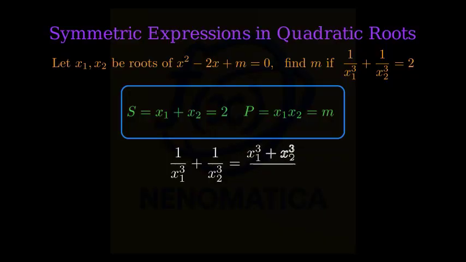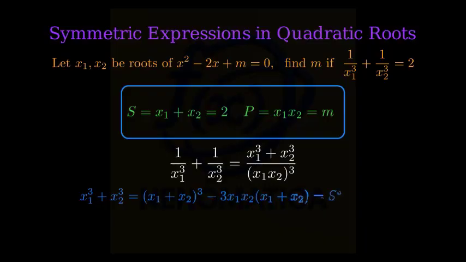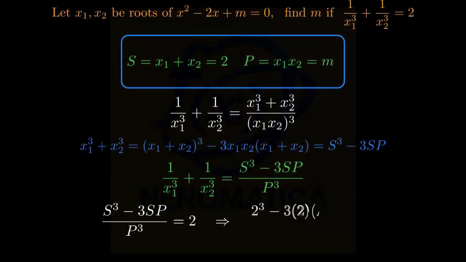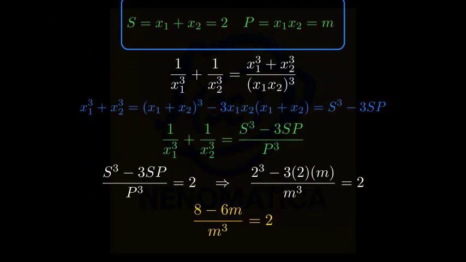1 over x1 cubed plus 1 over x2 cubed equals (x1 cubed plus x2 cubed) divided by (x1 x2) quantity cubed. Using the identity x1 cubed plus x2 cubed equals s cubed minus 3sp, we obtain the compact form (s cubed minus 3sp) over p cubed. Now substitute s equals 2 and p equals m, and impose the given value 2. We get (8 minus 6m) over m cubed equals 2.